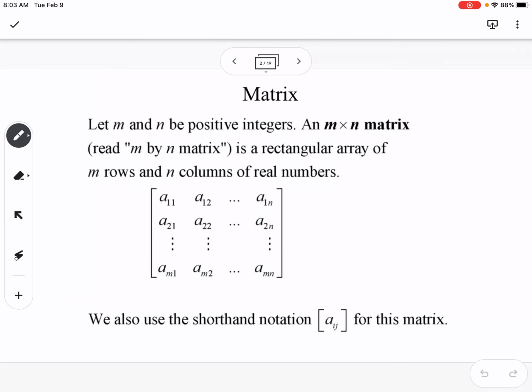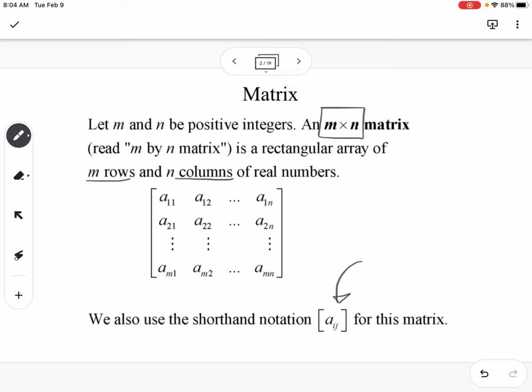So a matrix has what we call an order, so m by n is going to be read with m rows and n columns. And you could also see, using the i and j notation, the shorthand notation for a matrix, you might also see it written like that.